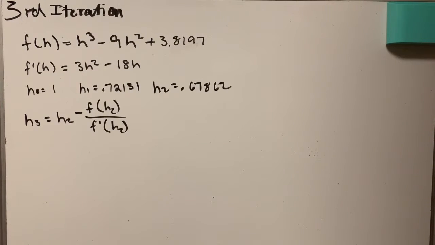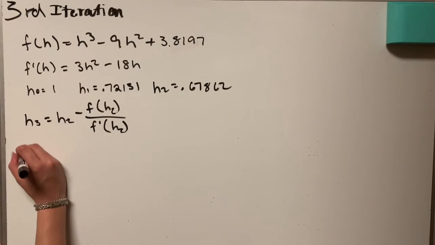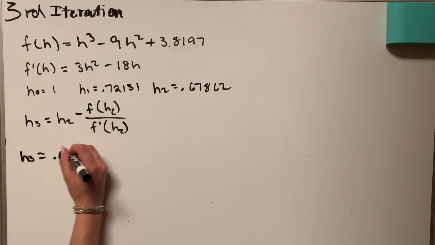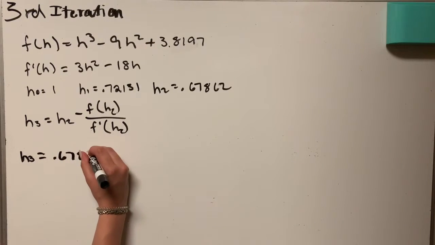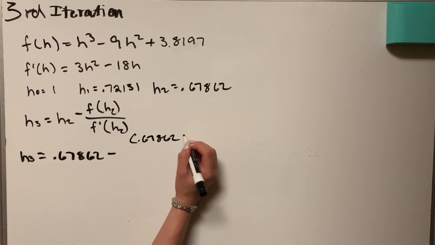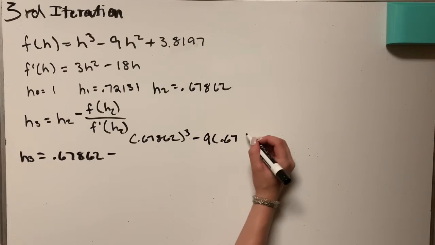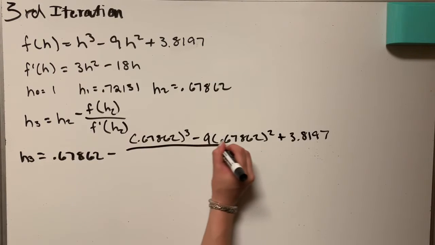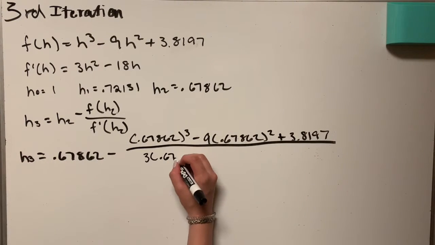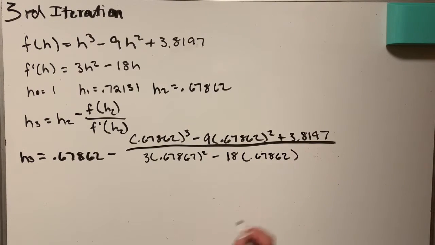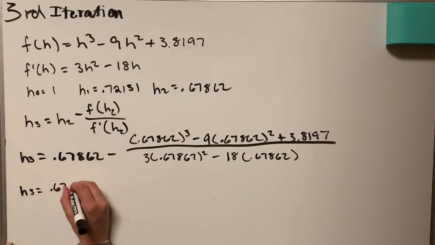Now, to complete our last iteration, we already have our equations written down like so, and we also have our other iteration values as well as the initial. And our equation for Newton's method for our third iteration is going to be h3 equals h2 minus f of h2 over f prime of h2. And from there, we can plug in all our values. That's going to be h3 equals 0.67862 minus 0.67862 cubed minus 9 times 0.67862 squared plus 3.8197 all over 3 times 0.67862 squared minus 18 times 0.67862.